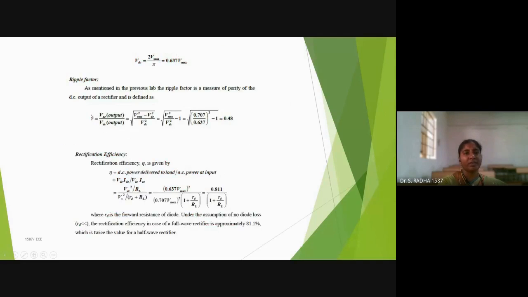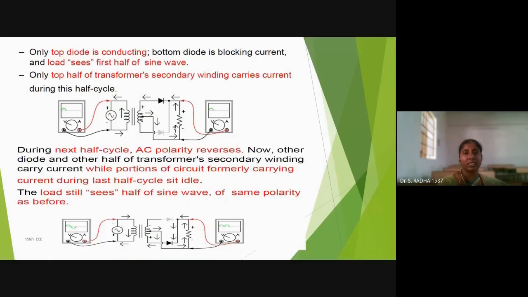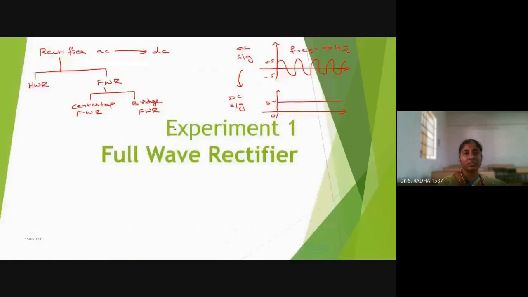Ripple factor, we have a formula, square root of Vrms square by Vdc square minus 1. This is the formula for finding ripple factor. Ripples means repetitions without having constant. So if you see here, I will clarify it.